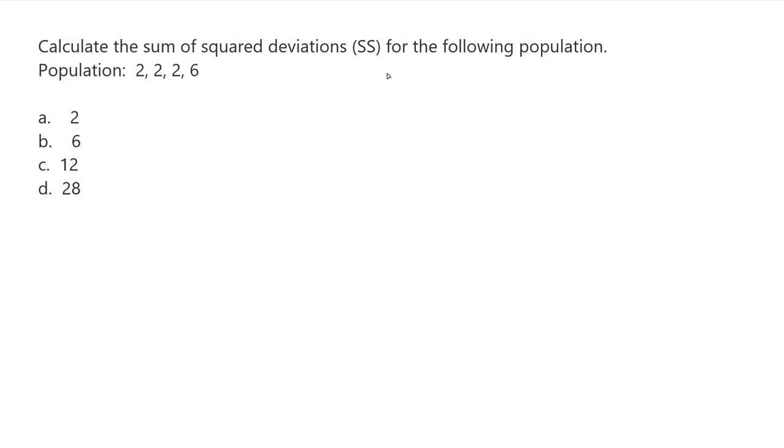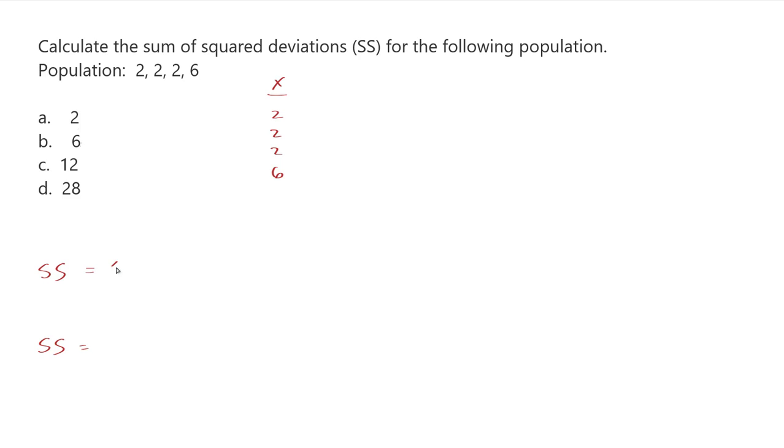Calculate the sum of squared deviations, or SS for short, for the following population. My population scores are 2, 2, 2, and 6, so a very small population. I'm going to put those values here, and I'm going to work out the sum of squares using both formulas.